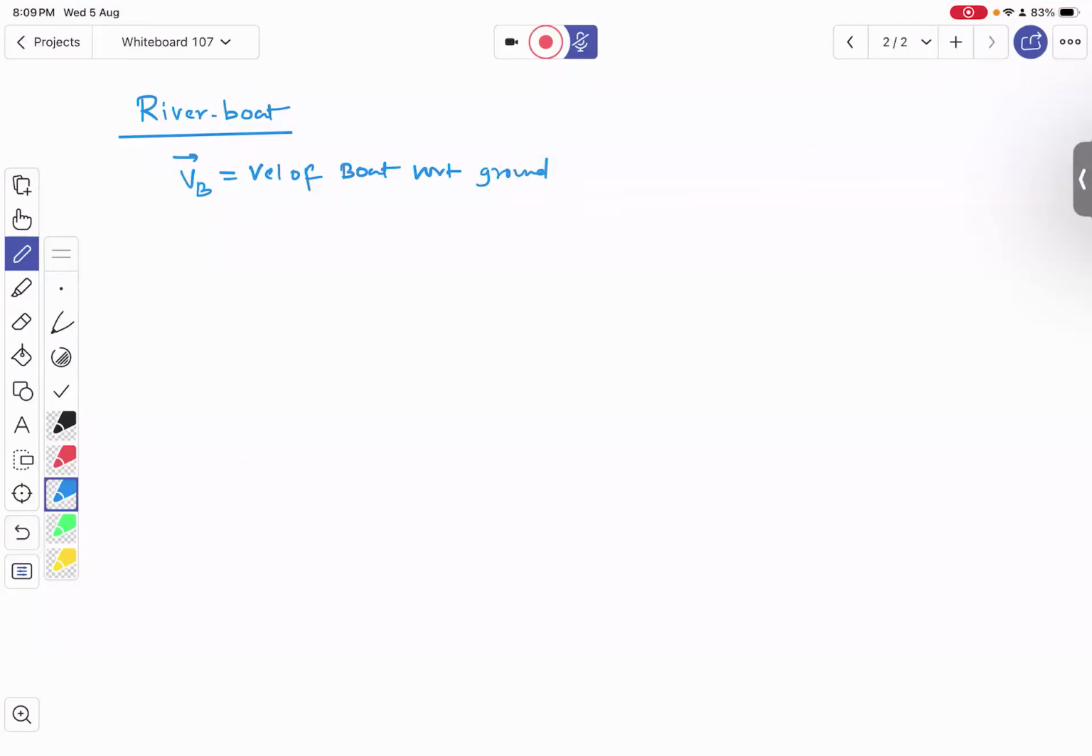VS stands for, I'll write it down here only, VS or VB stands for velocity of the swimmer or velocity of the boat with respect to the ground frame. Now VR will be used for the velocity of the river with respect to the ground frame.